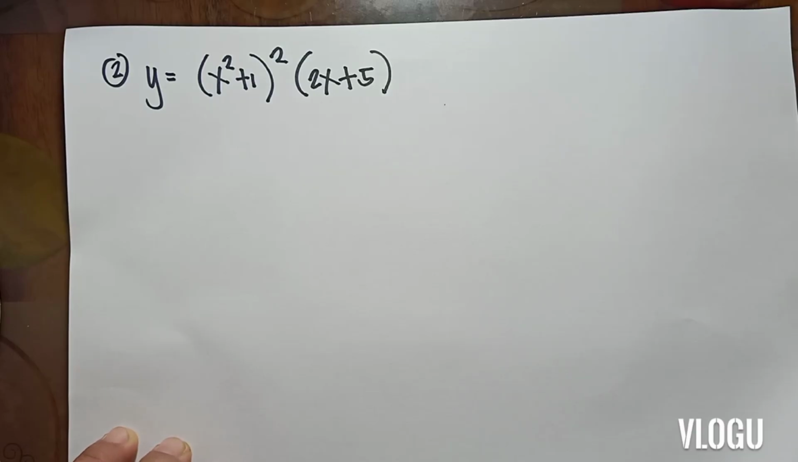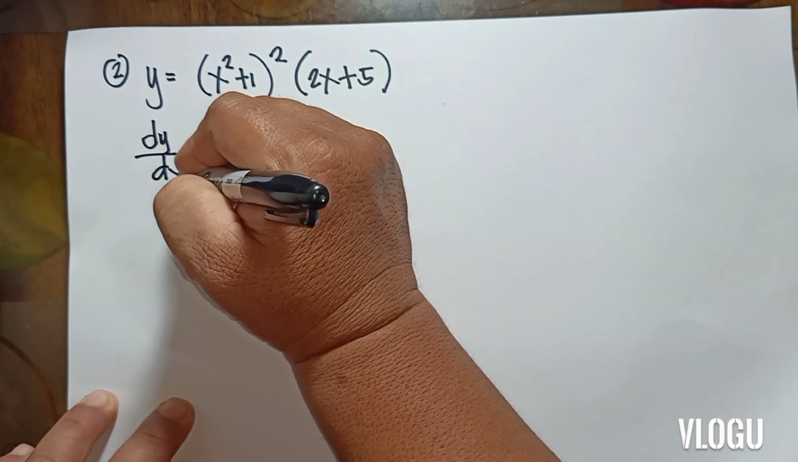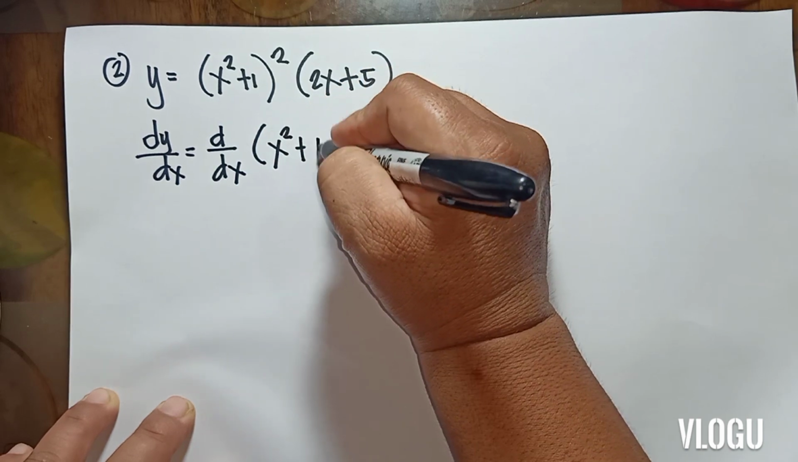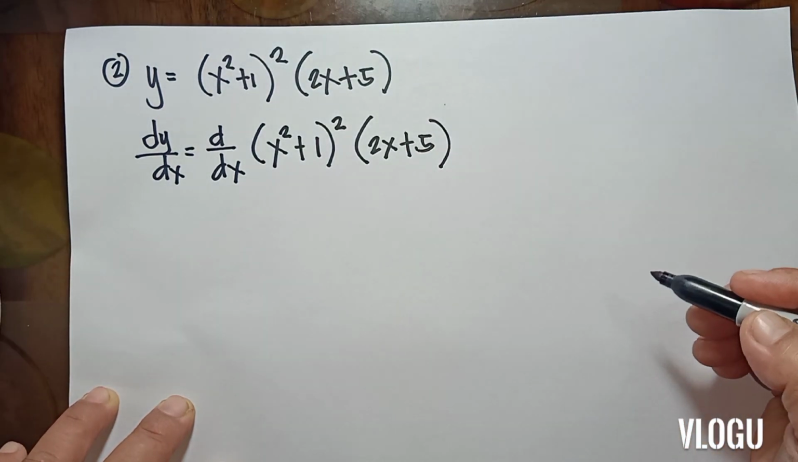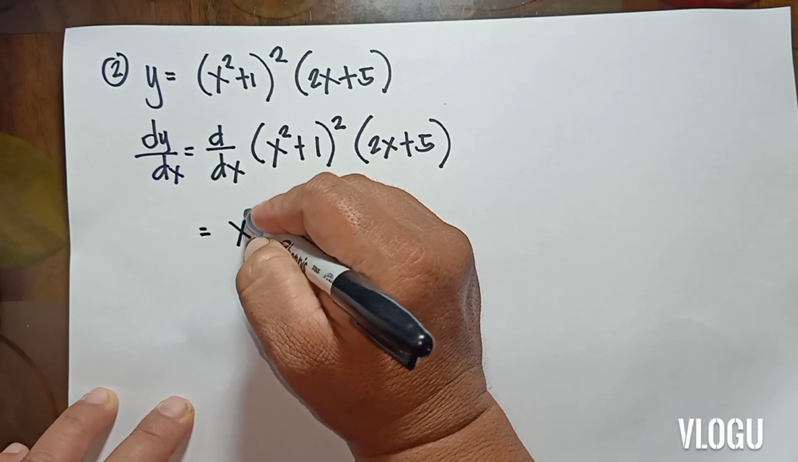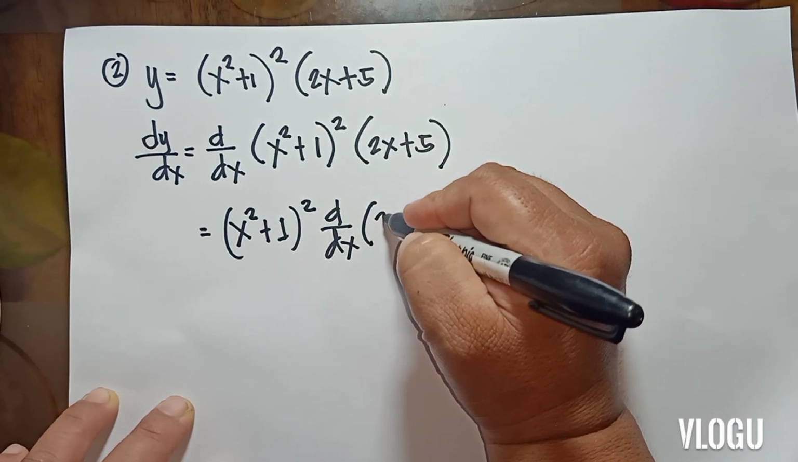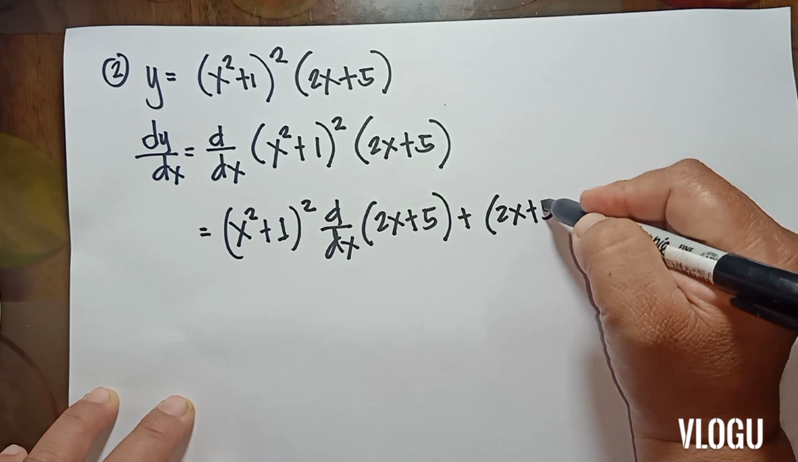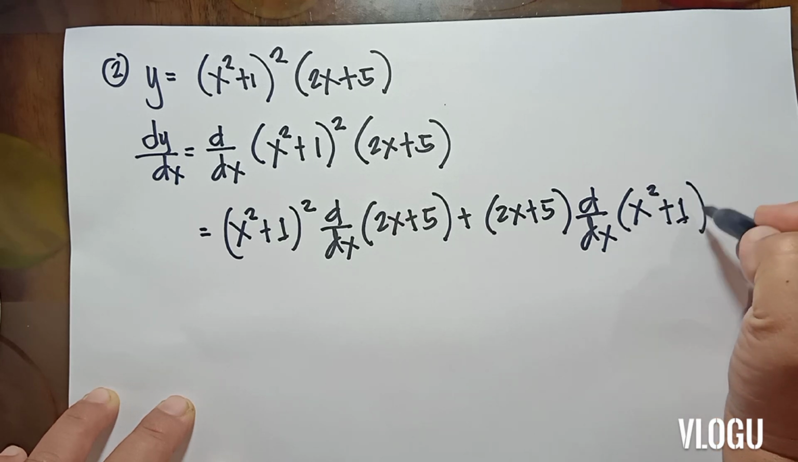Okay, the next example: y is equal to (x squared plus 1) raised to 2 times (2x plus 5). So therefore you will have dy dx equal to d dx of (x squared plus 1) squared times (2x plus 5). So we will have (x squared plus 1) squared times d dx of (2x plus 5), plus (2x plus 5) times d dx of (x squared plus 1) squared.